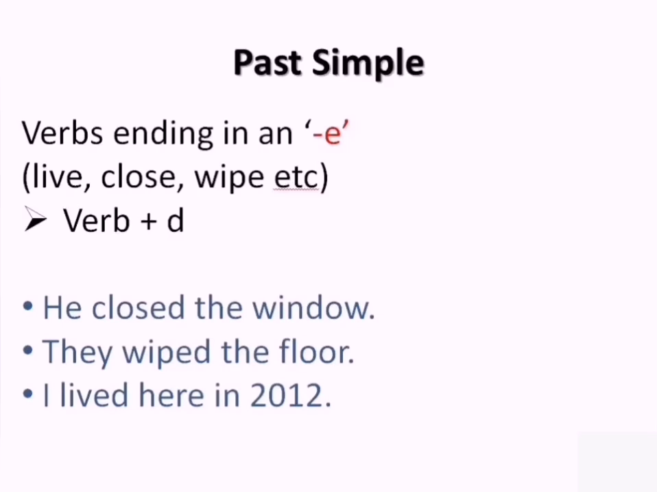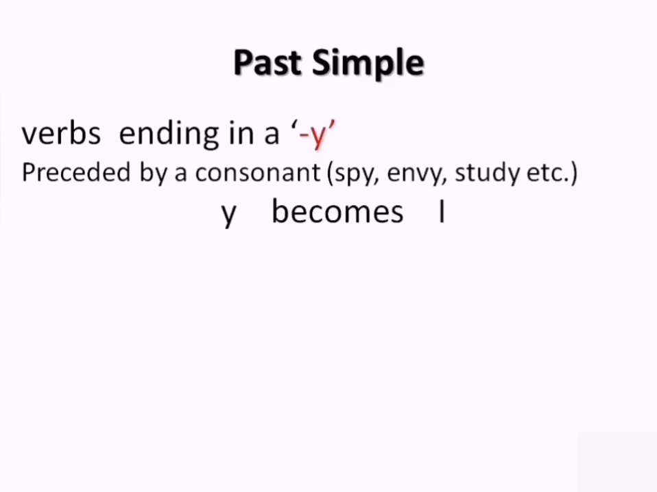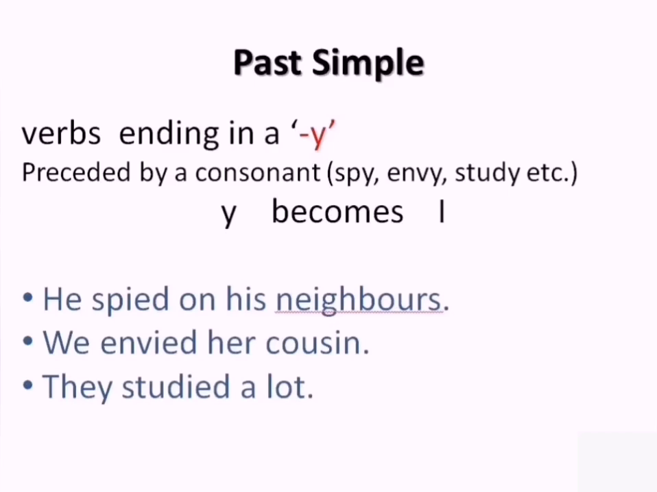I left her in 2012. We also need to pay extra attention to verbs that end in a y, especially those preceded by a consonant, such as spy, envy, and study. For example, he spied on his neighbors. We envied her cousin. They studied a lot.